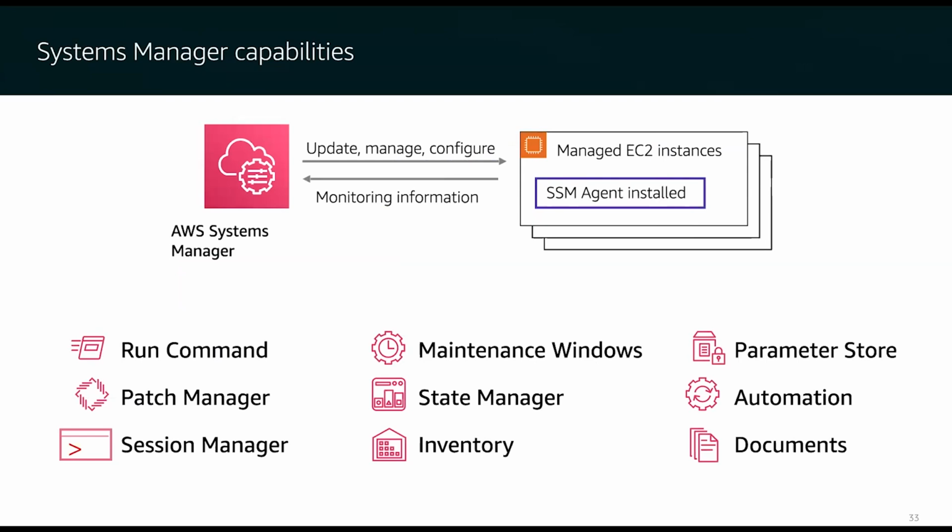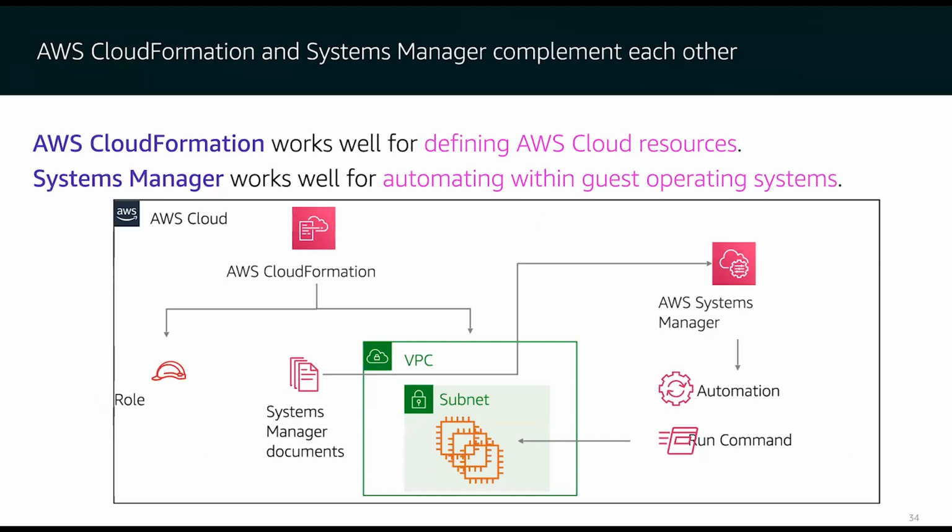The Systems Manager agent, guys, is pre-installed by default on most Microsoft Windows Server AMIs and Linux AMIs in AWS, like Ubuntu and Amazon Linux. You must manually install the agent on another EC2 instance if you are using a different operating system. AWS CloudFormation works very well for defining your cloud resources and is fully integrated with Systems Manager for automating within the guest operating system.